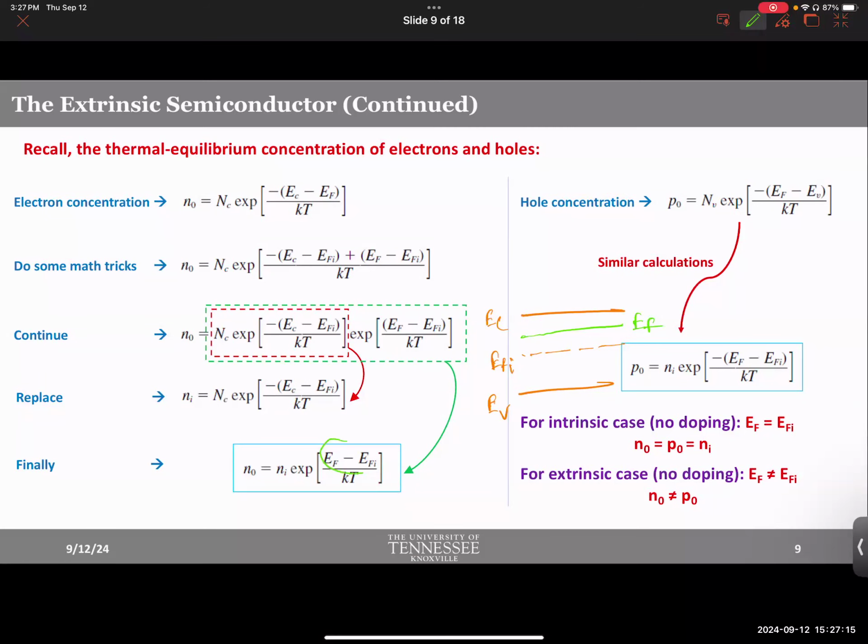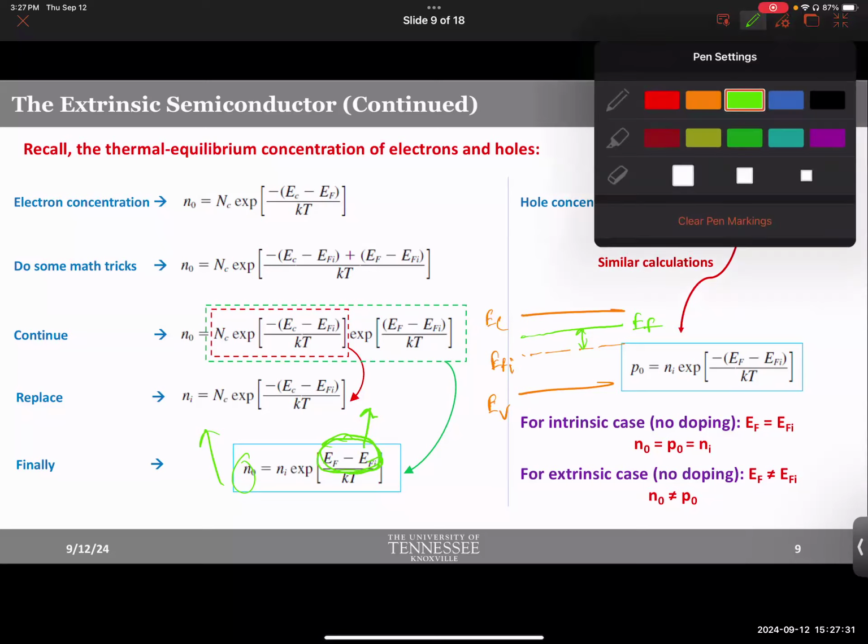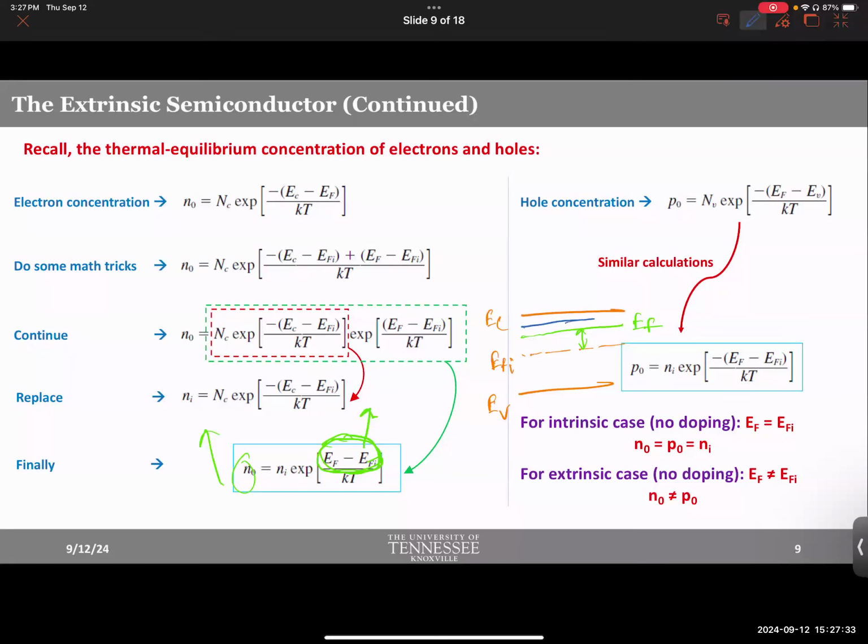So EF minus EFI basically represents the difference between these two Fermi levels. What it shows you is if this difference increases, the number of electrons increases. Now, if I ask you, how can I increase this difference, EF minus EFI? Well, common sense will tell you just move this EF higher up, and then you have a higher difference between EF and EFI, and that will lead to more electrons.